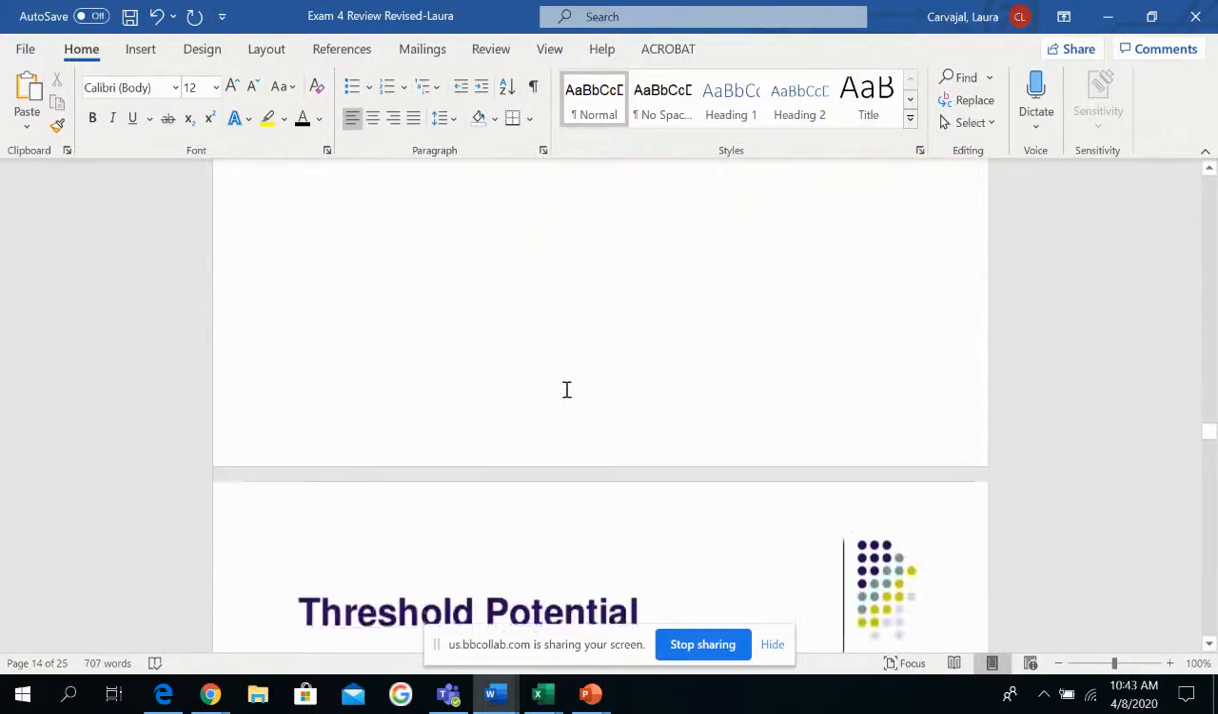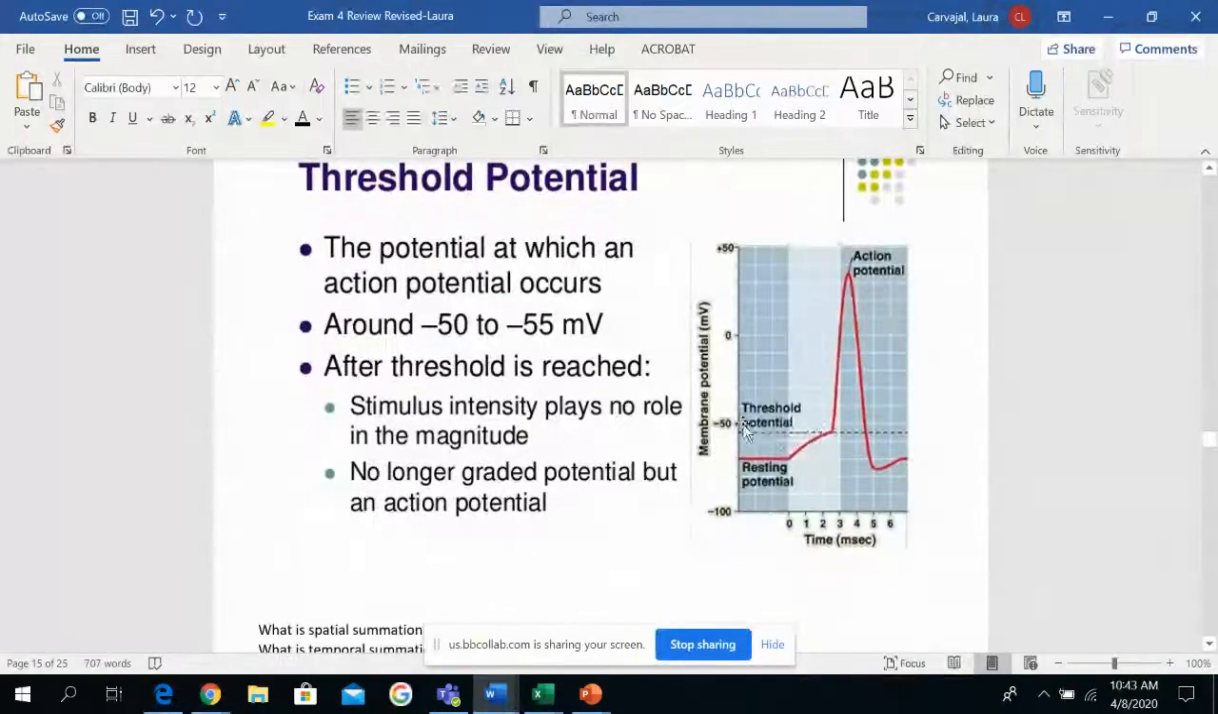What is a threshold potential? A threshold potential, again, is the potential which we need to cross over to be able to initiate the action potential.